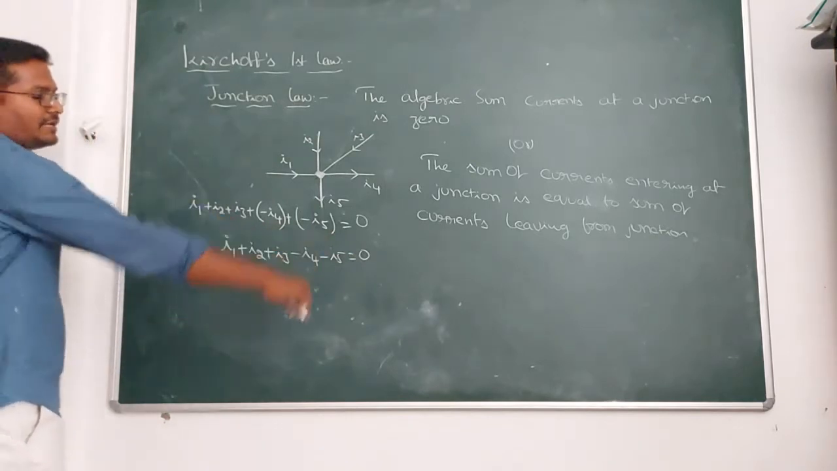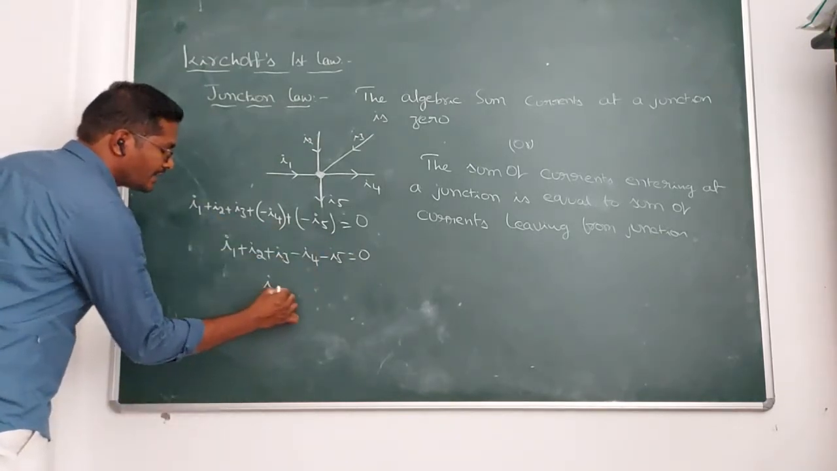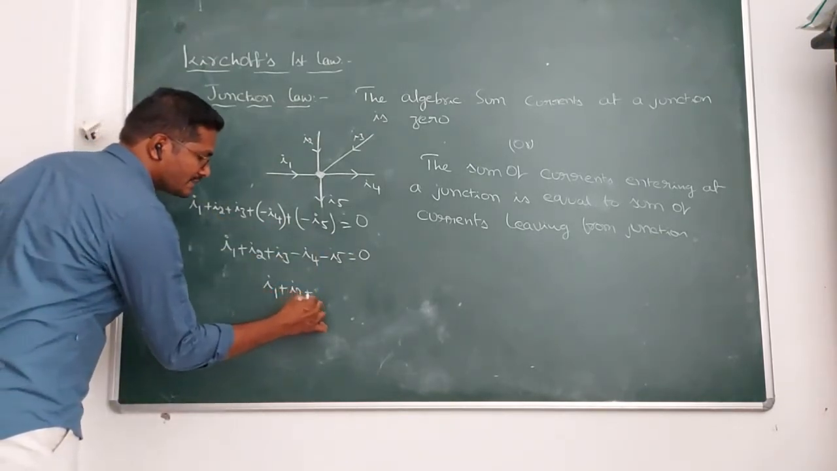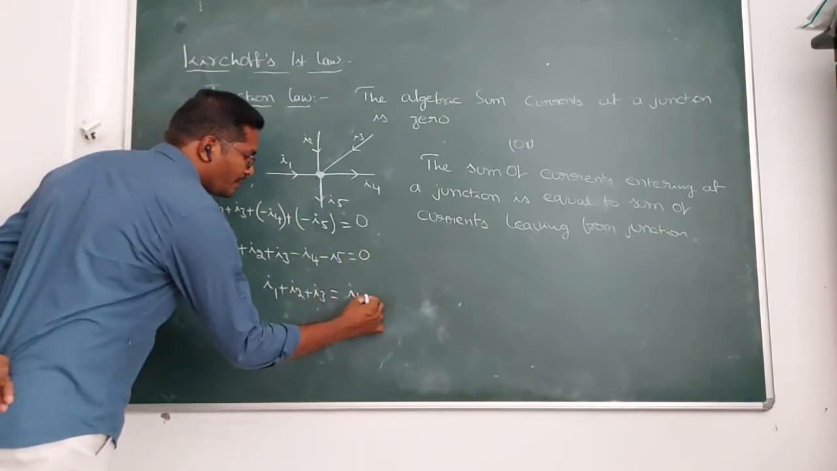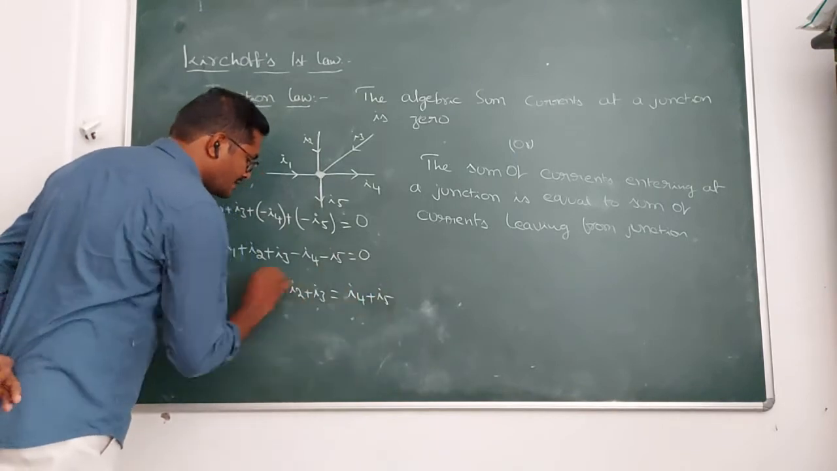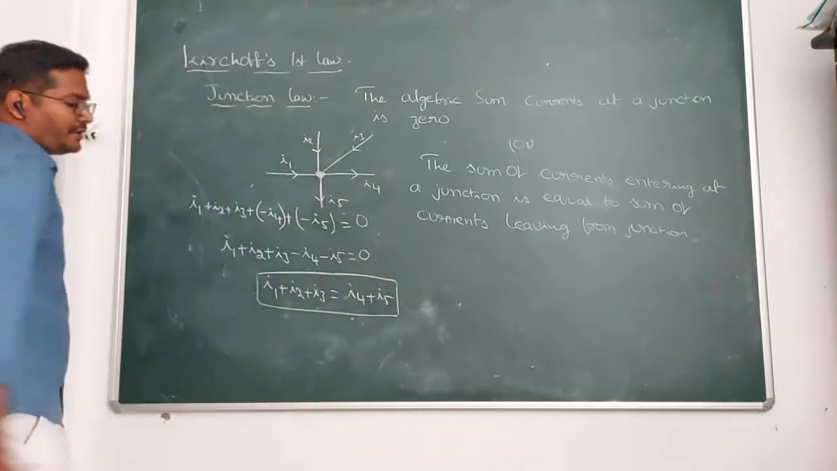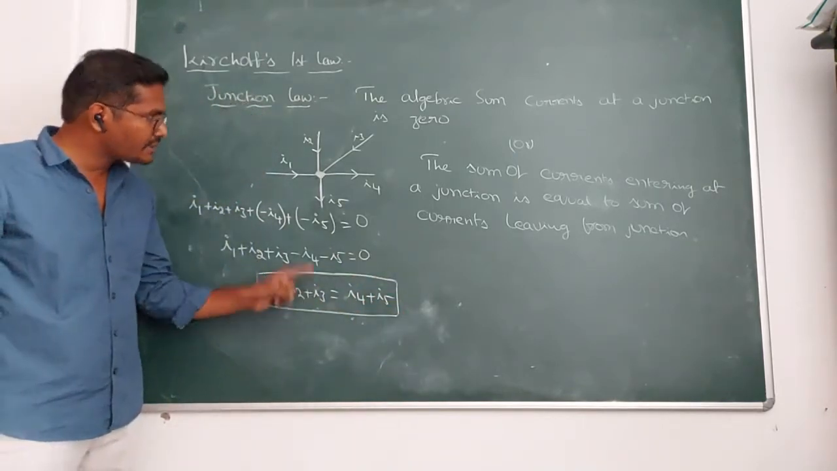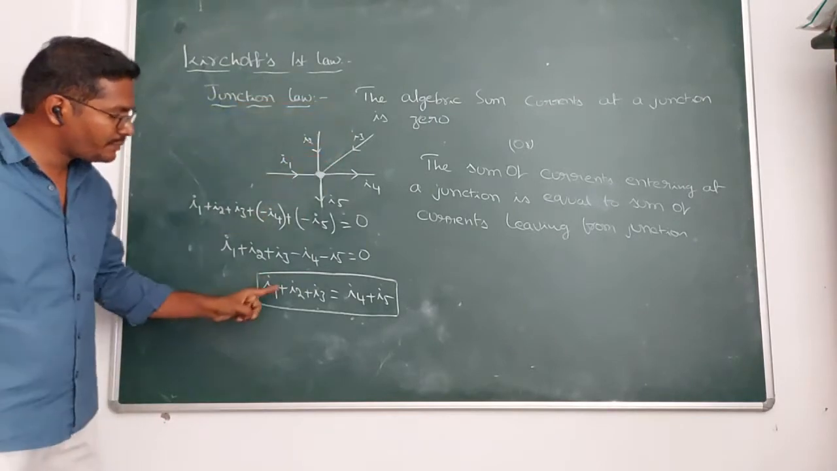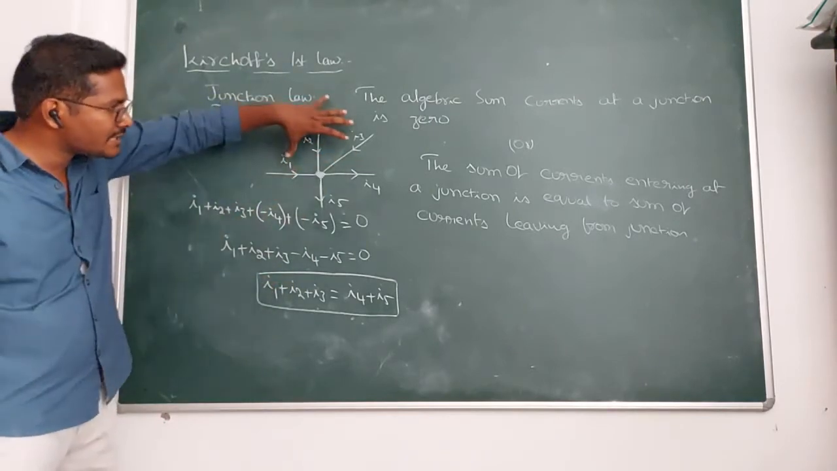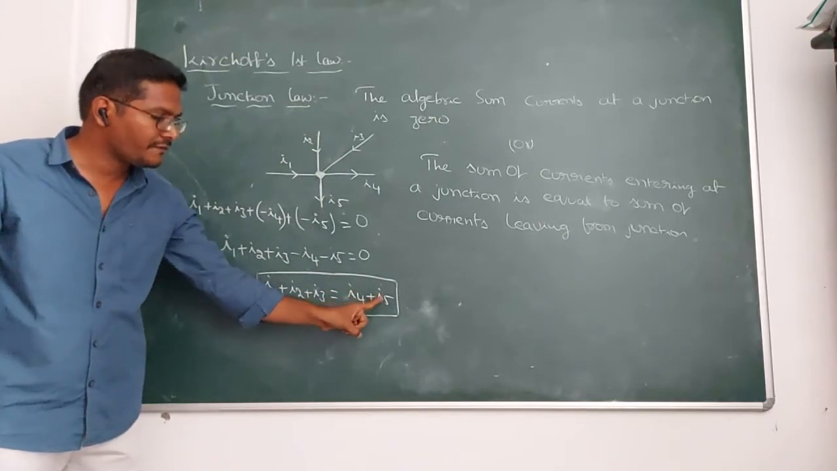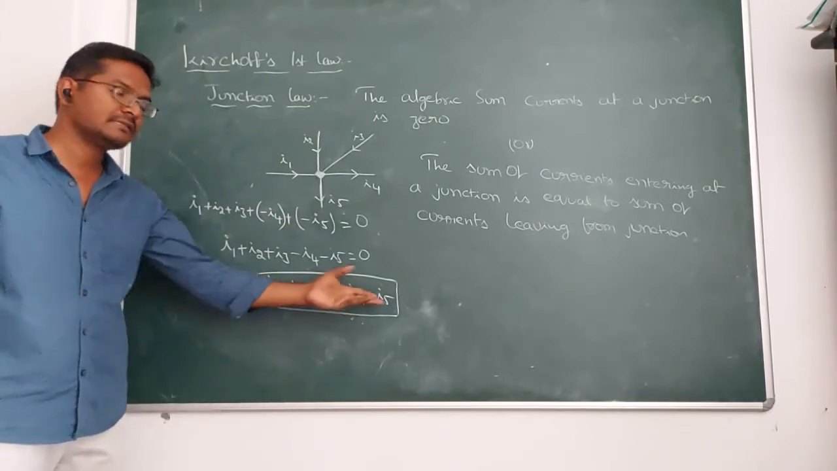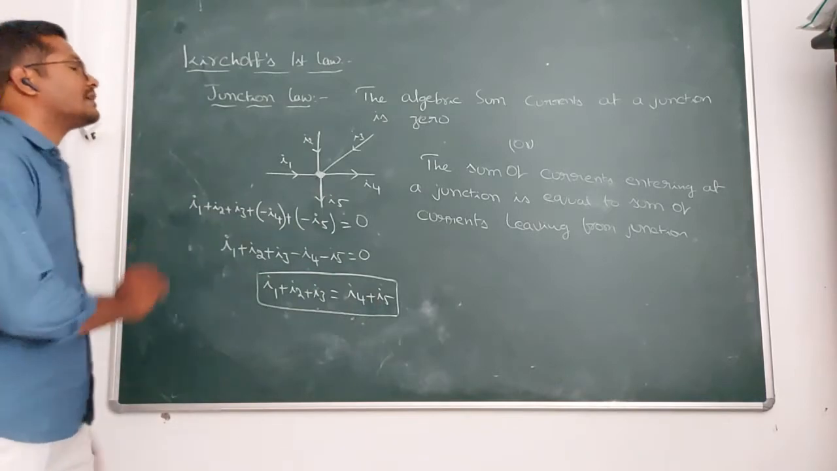If you send these minuses to the right hand side, then it becomes I1 plus I2 plus I3 is equal to I4 plus I5. So the second statement is also verified. Here I1, I2, I3 are coming towards the junction, that means the sum of the currents entering at the junction is equal to the sum of the currents I4 and I5 leaving from the junction. So this is the junction law.